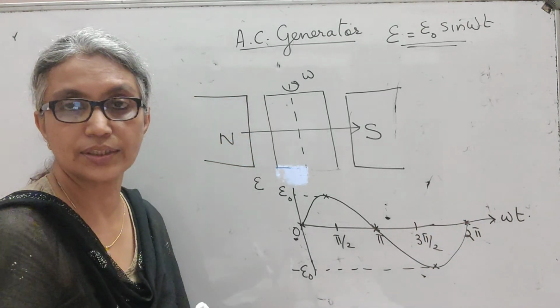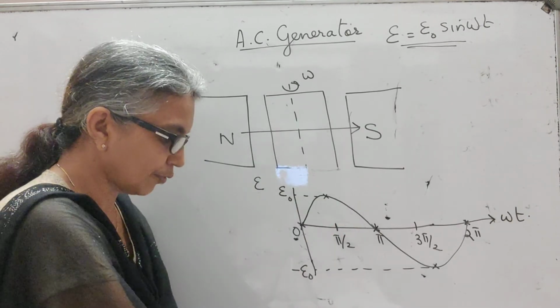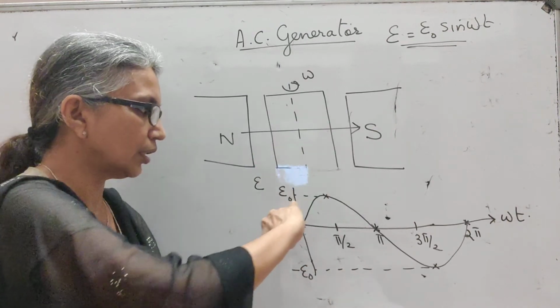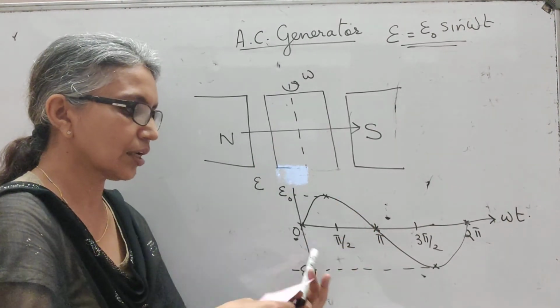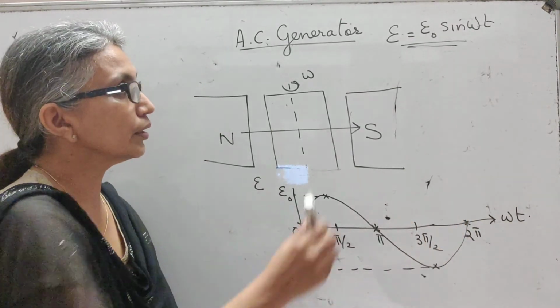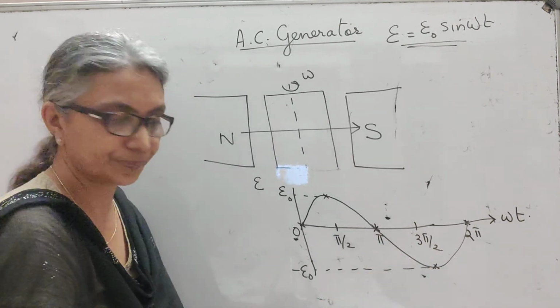And this is why you call it an alternating EMF, simply because for the first half rotation, that is as it rotates from this position to 180, the EMF is positive. In the next half rotation, the EMF will go into negative values. And this E0 is the peak value, positive and negative.